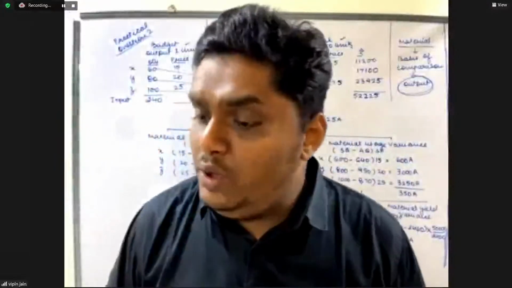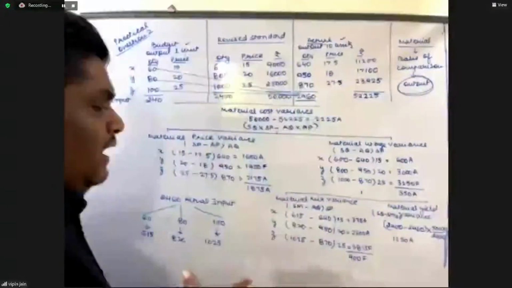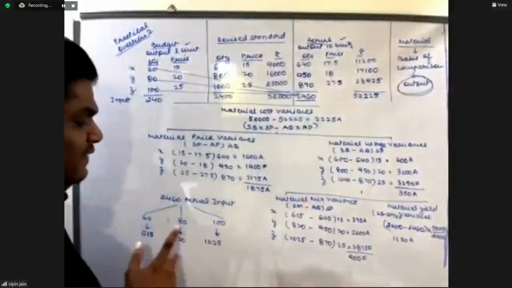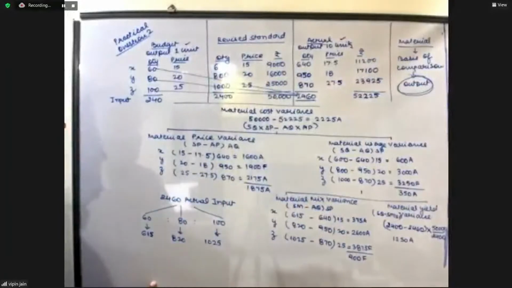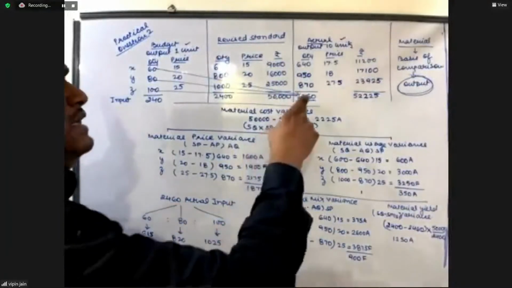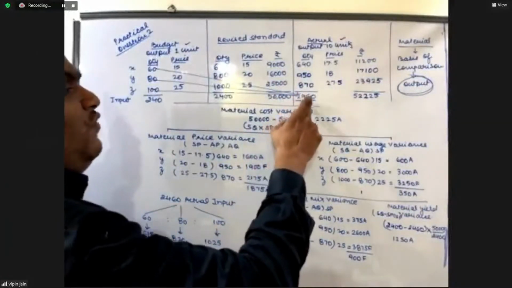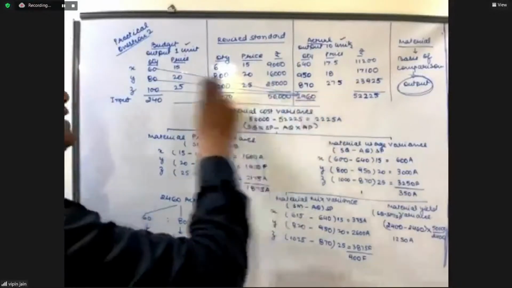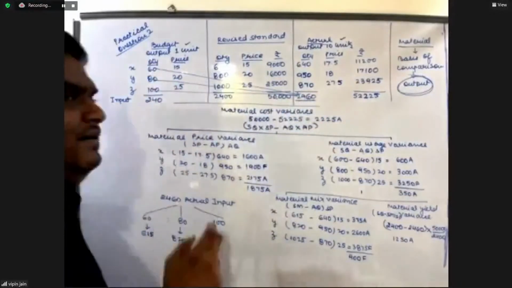Diksha Agarwal, to calculate the material mix variance, again we need to calculate standard mix. That is, what should be the mix? See, my actual inputs are 2460. This should be in the ratio of 60, 80, and 800.